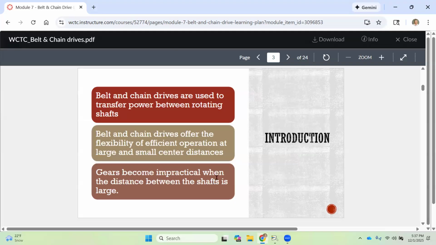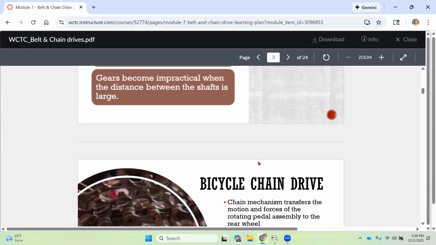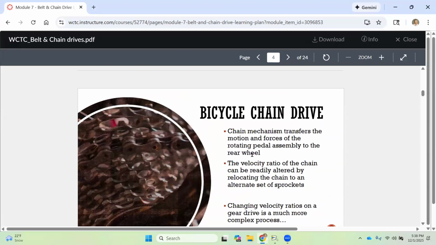Gears become impractical, especially when those center distances become large. We would have to create trains of gears in order to accomplish larger center distances, and now we're adding parts unnecessarily. So belts and chains become a nice option, especially for that type of application.